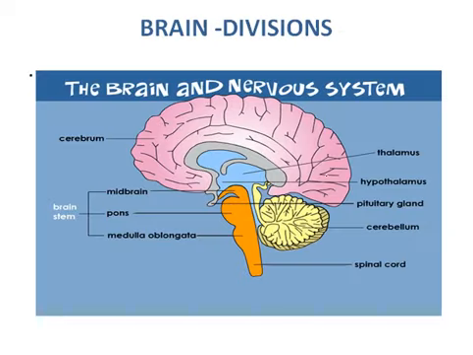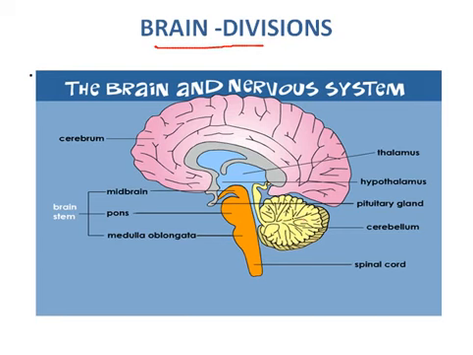Okay. Next, we will see important structures or important divisions of the brain. I have given you a simple anatomy or structures of the brain. You can see here brain divisions. This part is called the cerebrum. The outer covering is called the cerebrum. Then you can see here thalamus, hypothalamus, then pituitary gland. Then you can see pons, medulla, then cerebellum, then spinal cord.